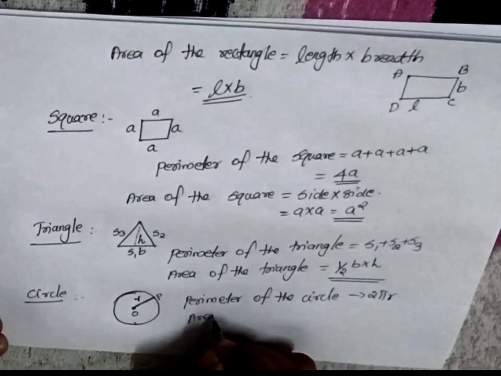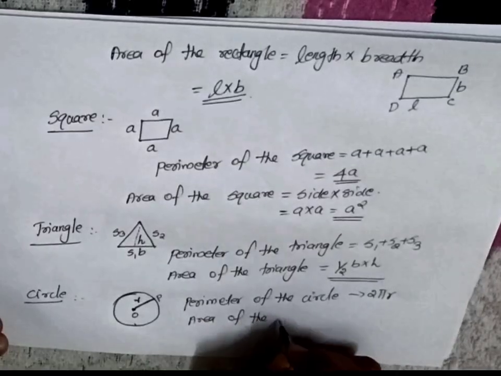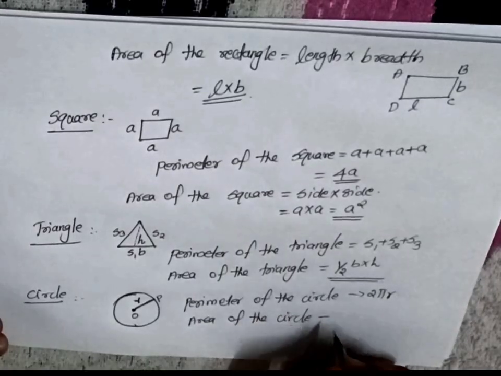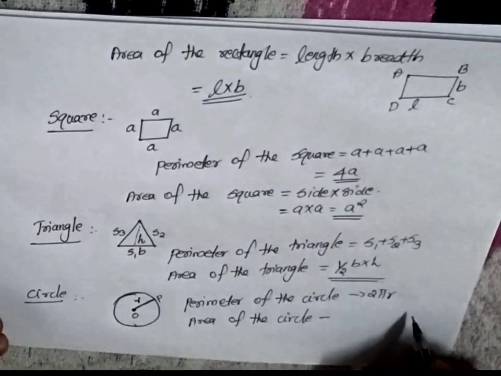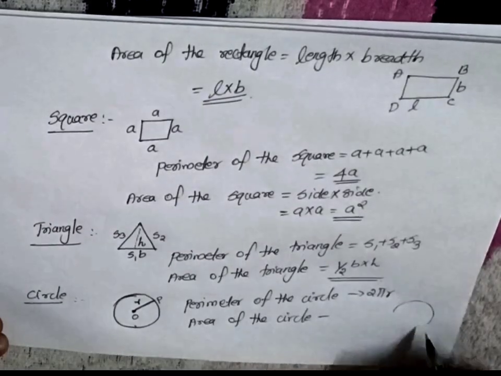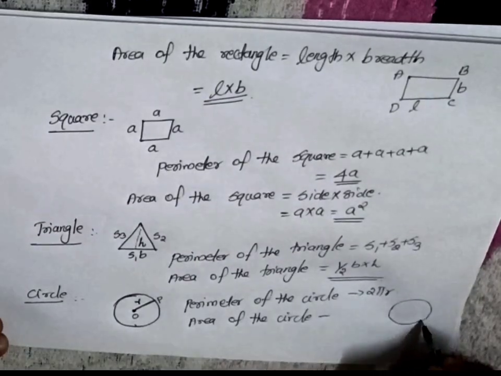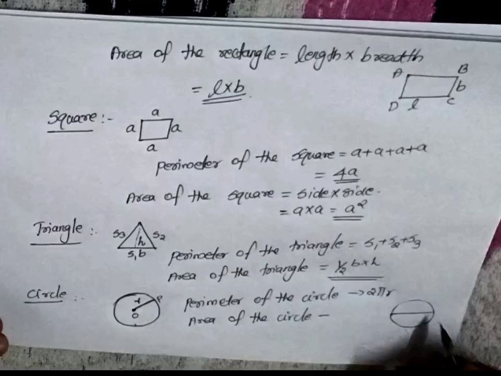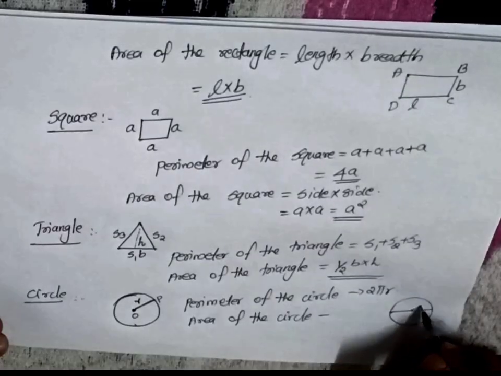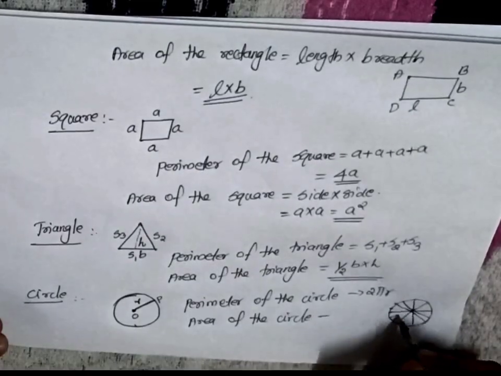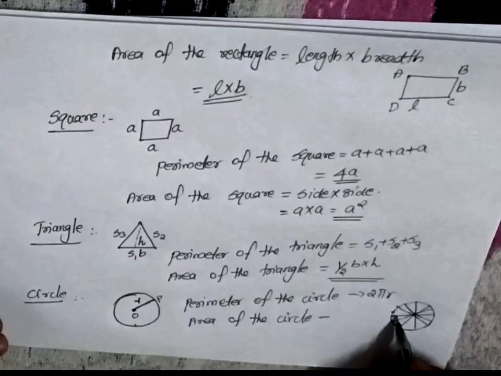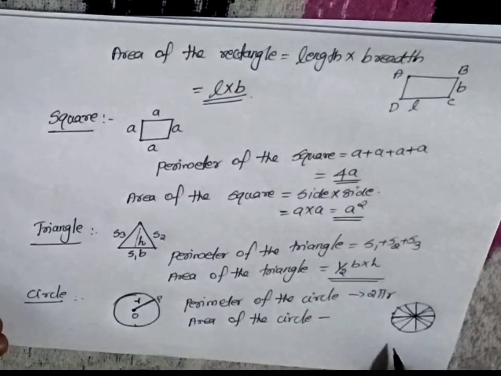And area of the circle. Area of the circle is equal to, here we have to cut the circle into two semicircles. We will draw many radii. Then after that, we have to take each semicircle.